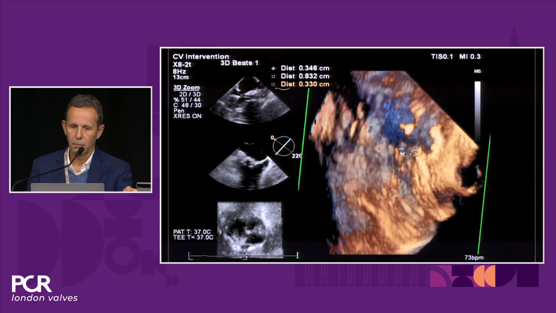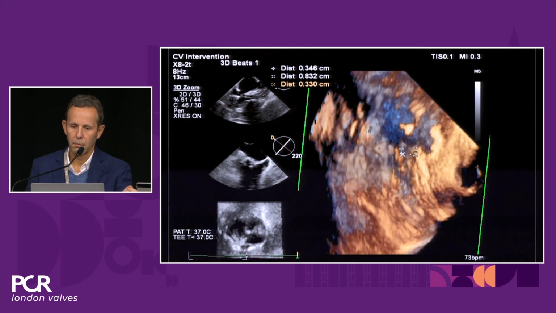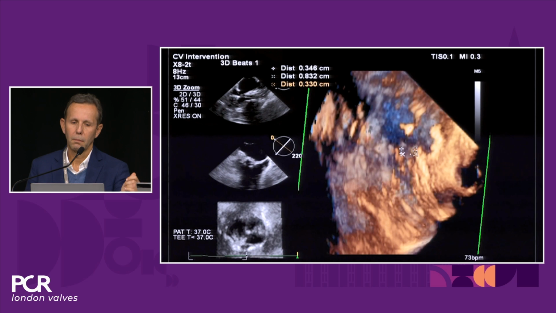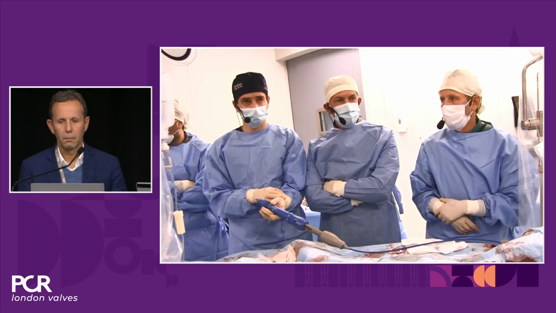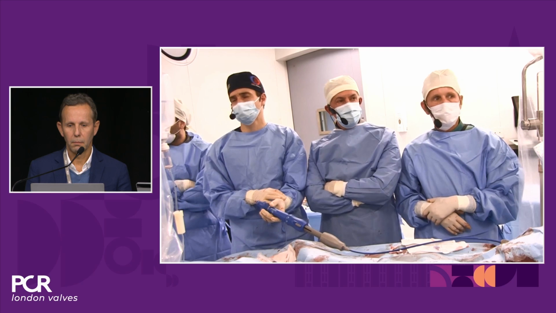From the 3D TEE, we have a very new image. It should be almost like 3.4 from inside of the LVOT. So we are very happy with the position. Now let's see gradient and leak.